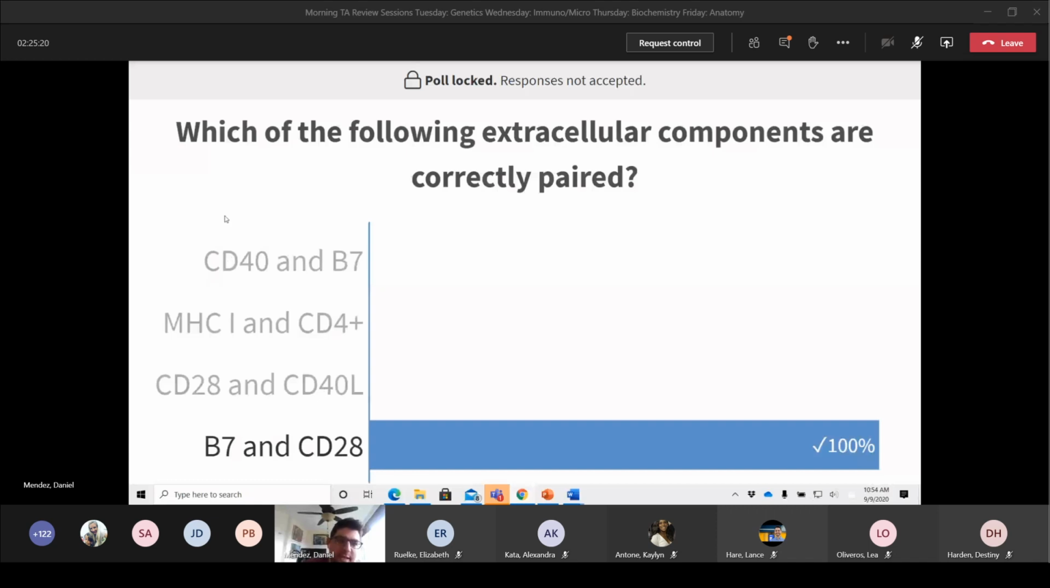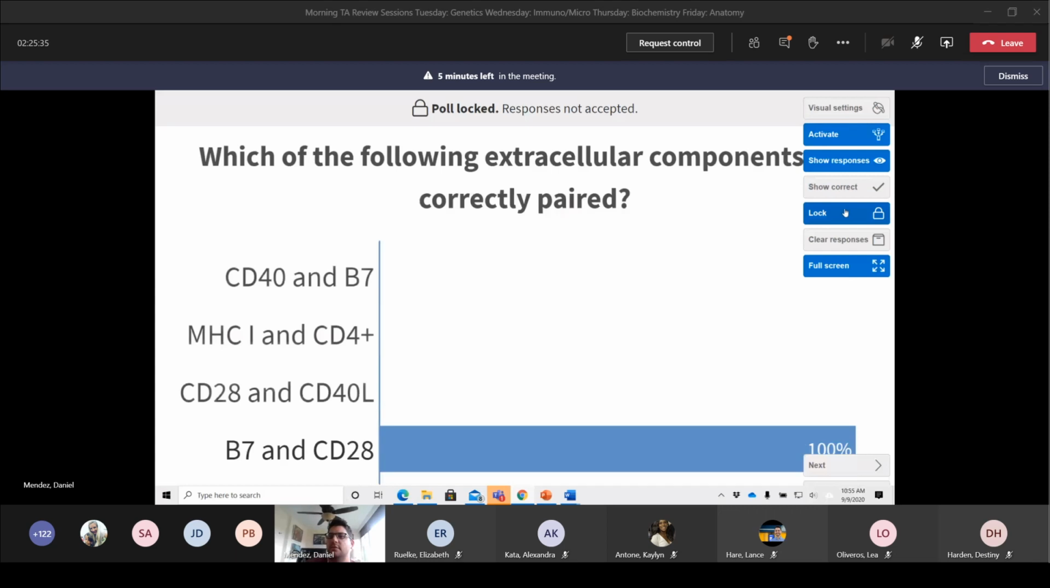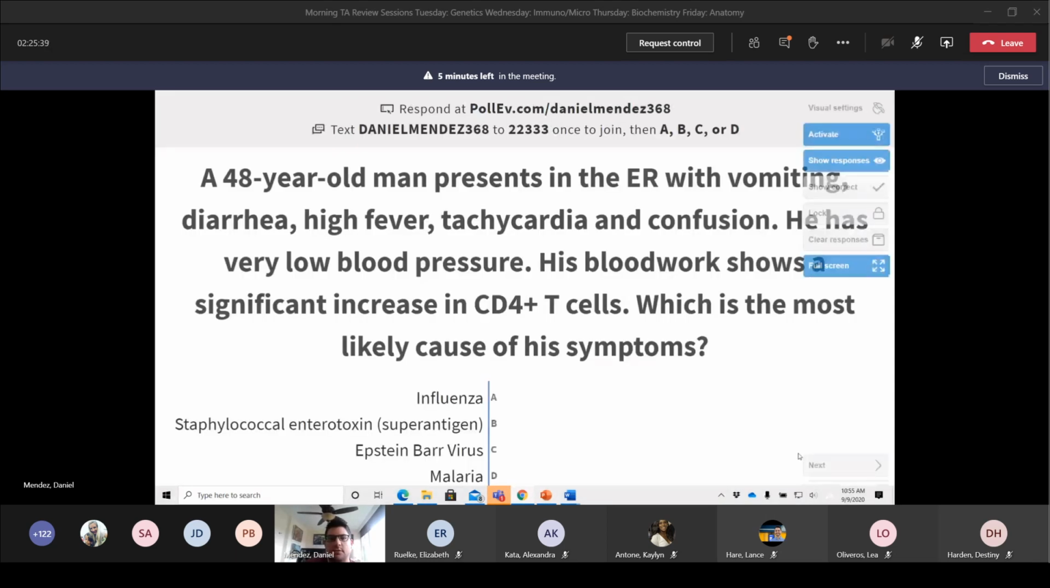CD40 and CD40 ligand, that's for class switching, and make sure you know that. And then B7 and CTLA4 to stop the immune response. Make sure you also know which one is on which cell. It's very, very important to know that. There you go.